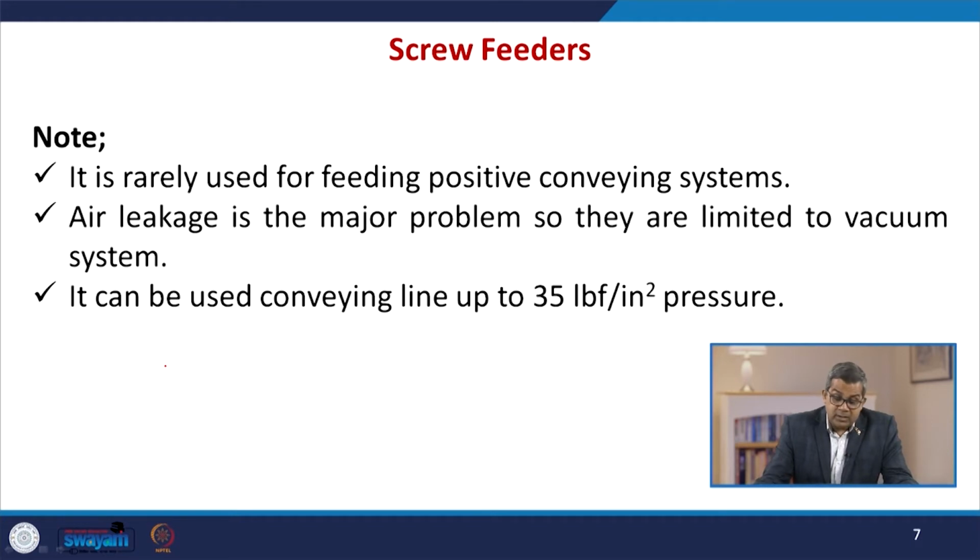Air leakage is the major problem, so they are limited to vacuum type systems, because as you know, in a vacuum system the chances of air leakage are negligible. It can be used in conveying lines up to 35 pounds force per square inch pressure.